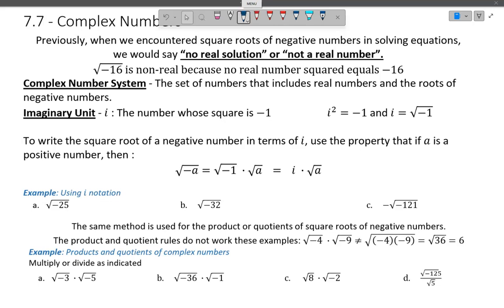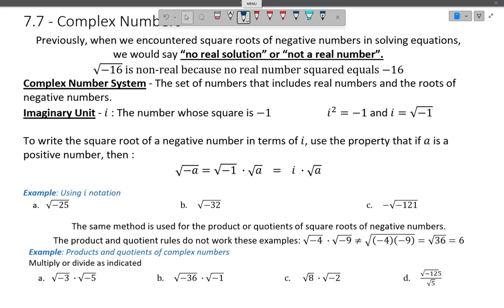All right, so now we move into one of the more fun concepts in Algebra 2, dealing with the imaginary numbers, the complex number system. So all real numbers that we've been dealing with, rational, irrational, integers, whole numbers, natural numbers, those are all part of the complex number system. The real numbers are a subset of the complex numbers.